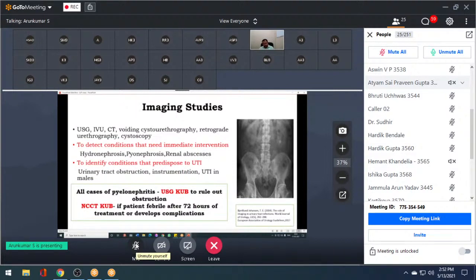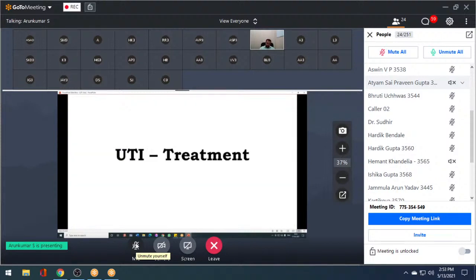Apart from this urinary investigation, imaging would be required only in more severe cases. If the patient has features of pyelonephritis, then you would need to do an ultrasound for sure. This is because you will have to rule out obstruction. If the patient does not respond to systemic therapy for at least 2 to 3 days, 72 hours, then you need to do even a CT to understand if there are any other complications or any other predisposing factors. Apart from this, routine urinary tract infections do not require any imaging.